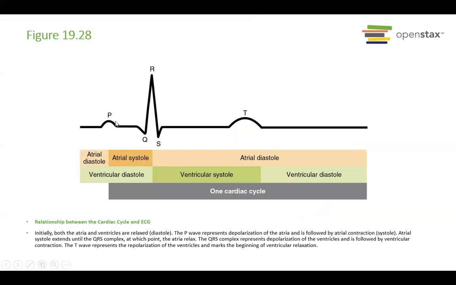So that's the P wave initiating. Atrial diastole has just ended. Then we're beginning the atrial systole. So atrial diastole ends. That's why they call it the PR interval. That includes the Q, from P all the way to R. It includes atrial diastole and atrial systole.